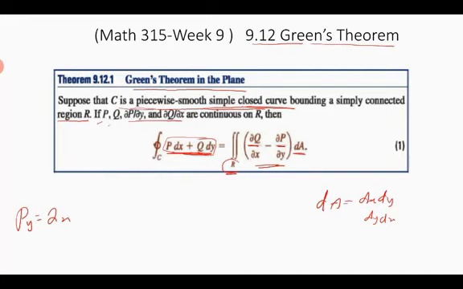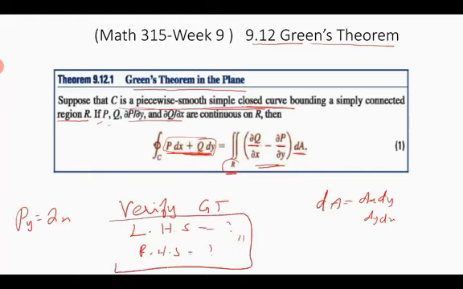See, here there are two different kinds of problems. First one is to verify Green's theorem. In this case, you have to solve the left hand side, find an answer, solve the right hand side, find an answer, and check whether they are equal. This is the case of verification of Green's theorem. And sometimes you will be asked to apply Green's theorem, or use Green's theorem.